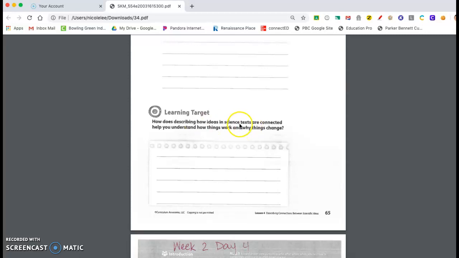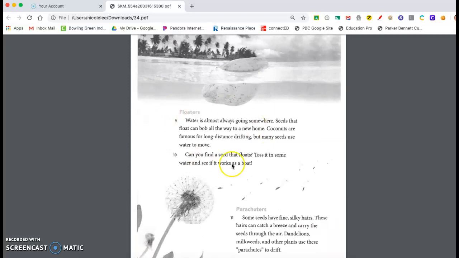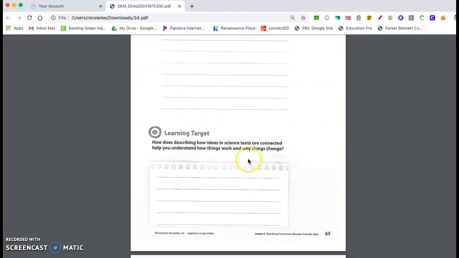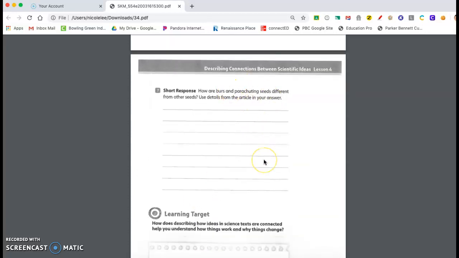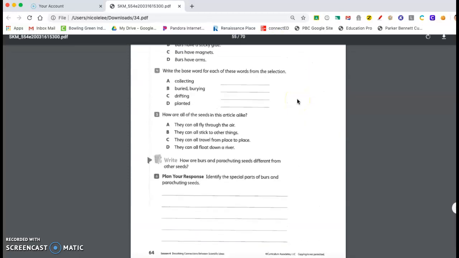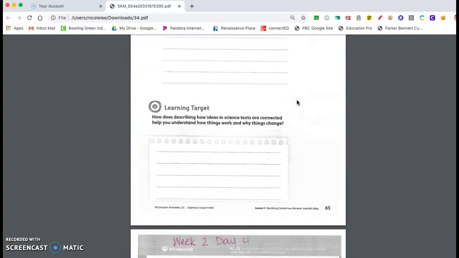Now this learning target right here, it just wants you to describe how ideas in science texts are connected and how they help you understand how things work and how things change. So it just really wants you to tell how learning about different types of seeds helps you to understand about science and how things work and why things change. So this is just your own answer here about how making connections between different things in science helps you to learn. And then that would be the end of reading for today on Wednesday.